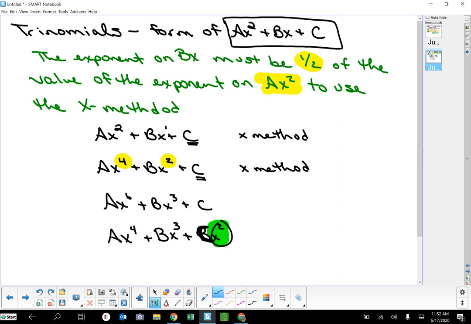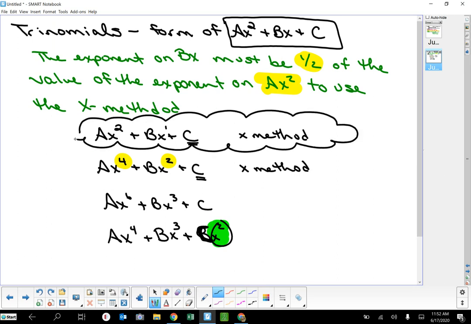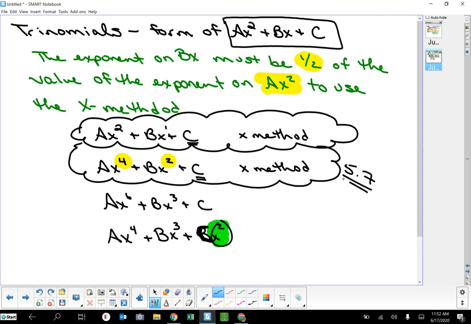So we're mostly going to be focusing on these guys right here, but we are going to touch on a couple of these at the end. And this is actually 5.7. It's taking X method and going one step further with it.